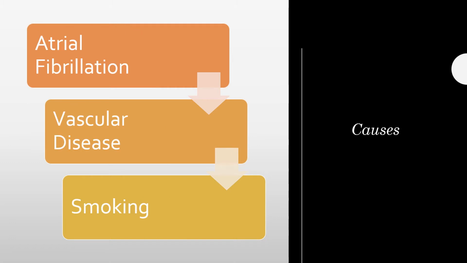So a few causes of mesenteric ischemia are things such as AFib, vascular disease, and smoking. All these can affect your arteries and veins and eventually can lead to these blocks, emboluses, thrombolysis, etc. down toward your arteries and veins to your stomach in the mesentery.